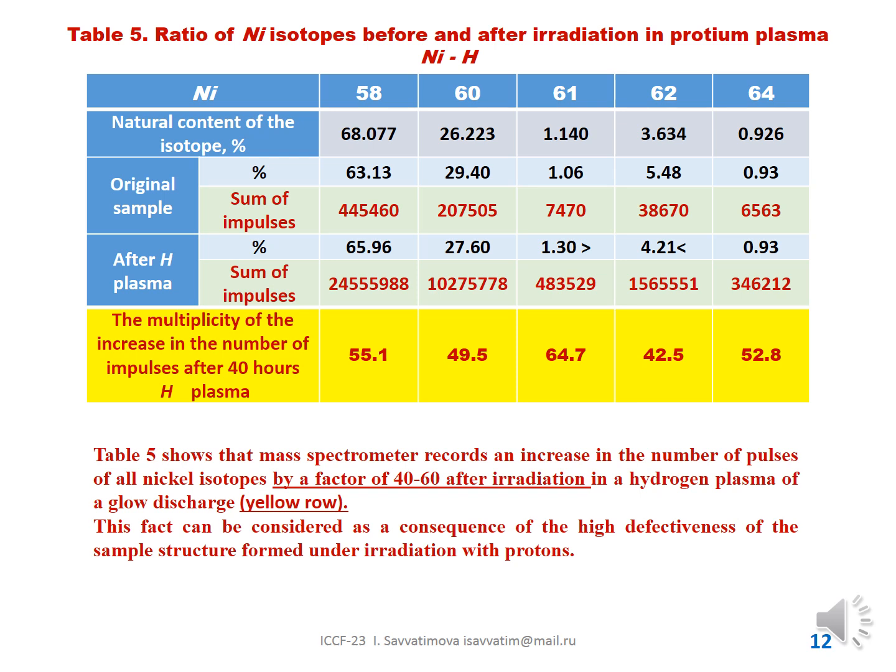Table 5 illustrates the change in ratio of isotopes before and after irradiation in the protium plasma. Table 5 shows that the mass spectrometer records an increase in the number of pulses of all nickel isotopes by a factor of 40 to 60 after irradiation in hydrogen plasma of a glow discharge, yellow row. This fact can be considered a consequence of high defectiveness of the sample structure formed under irradiation with protons.